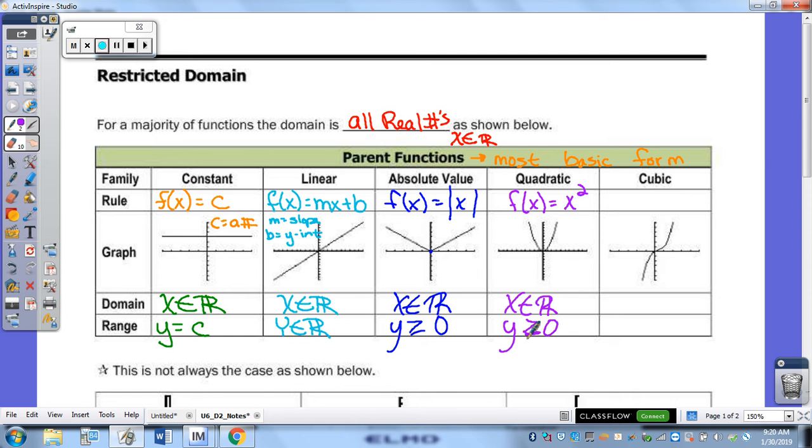And then our last graph here, this is our cubic. So f(x) = x³. So x is an element of the reals. That's our domain. Our range for this one is also going to be an element of the reals. It could be every single y value for this one.